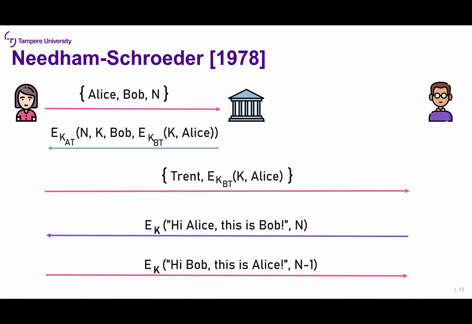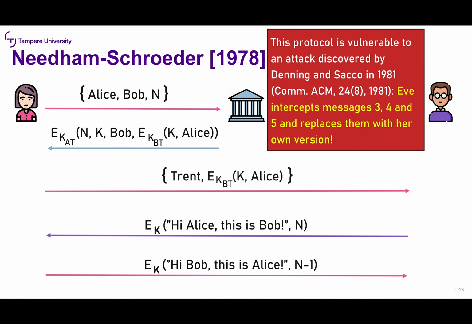So this is what I meant in one of the first slides of the previous video when I described the goals for this lecture and the next one, that we will become familiar with one common phenomenon, which is that even protocols that have been described by experts tend to have flaws, right? So this protocol is not secure. This protocol is vulnerable to an attack discovered by Denning and Sacco in 1981, where Eve intercepts messages 3, 4, and 5 and replaces them with her own version. So let's see how this works.